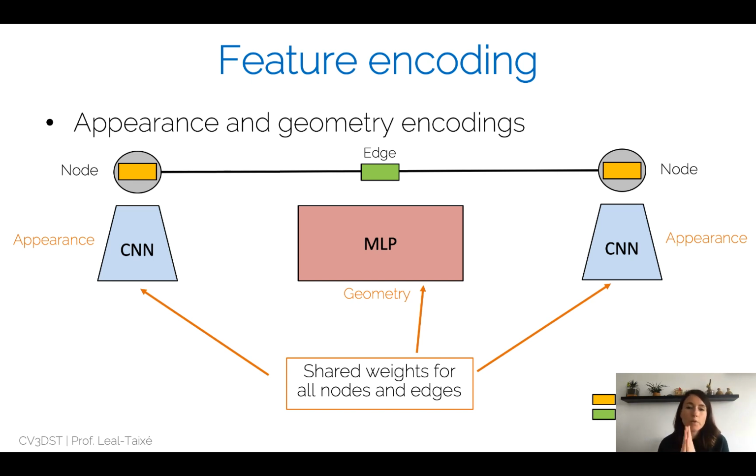Now, again, important thing here, the concept of shared weights. So the CNN that is going to extract the information for the node is going to be the same for all nodes. And the MLP that is going to process the geometry information is going to be the same for all edges. So again, very important characteristic of graph neural networks.